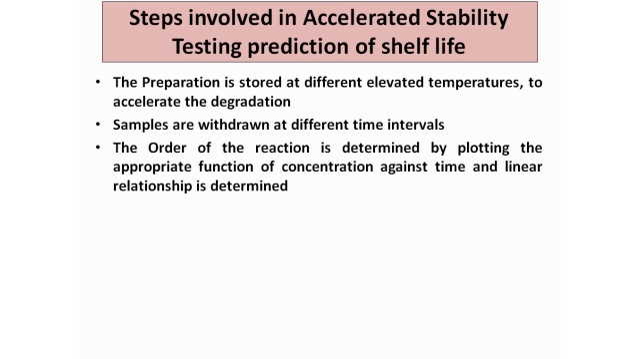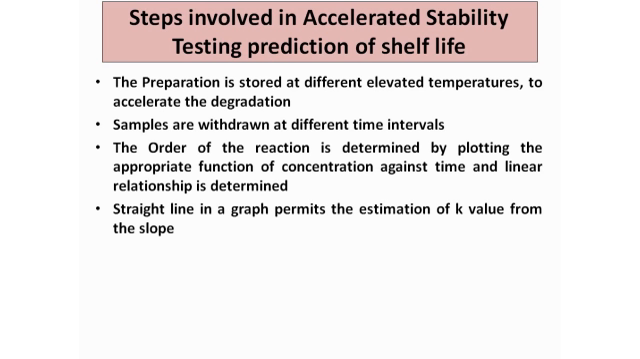Now the order of the reaction is determined. How we are going to determine the order of the reaction? Simply by plotting the function of the concentration. That is, suppose A plus B is equal to C. Function of the concentration, function of A against the time, and a linear relationship will be maintained in that graph. So a straight line graph we are going to get, and this straight line permits the estimation of the K value from the slope. I will show you how it happens.